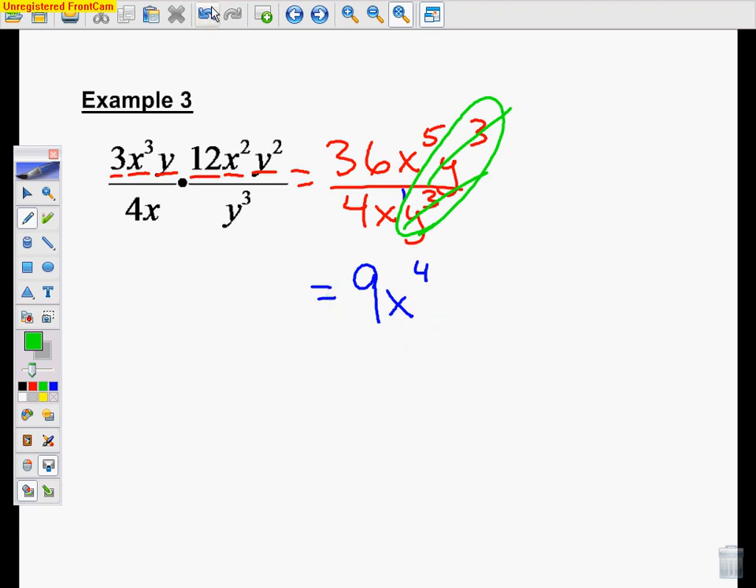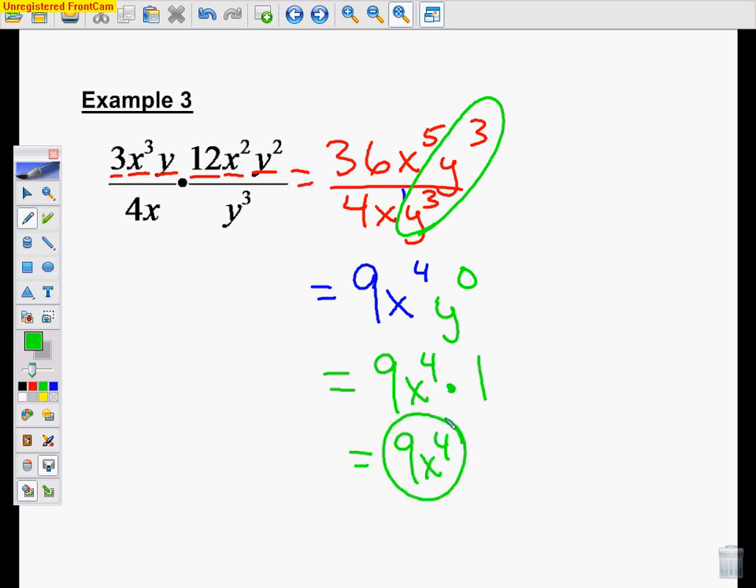Now, some people would say y cubed over y cubed, subtract the exponents, so you have y to the 0. And that's true. But you would have to simplify even further. You have 9x to the 4th. Anything to the 0 power is 1. And we know anything that's multiplied by 1 is itself. So you still get 9x to the 4th, but you just have to make sure you continue with the steps and simplify all the way.